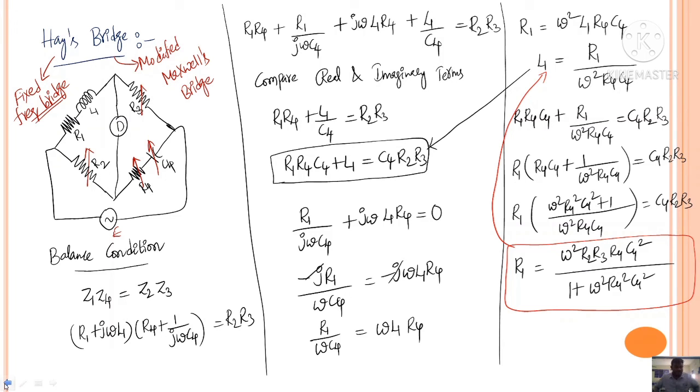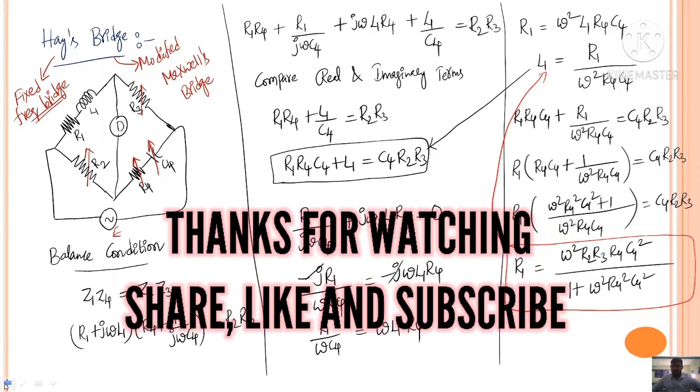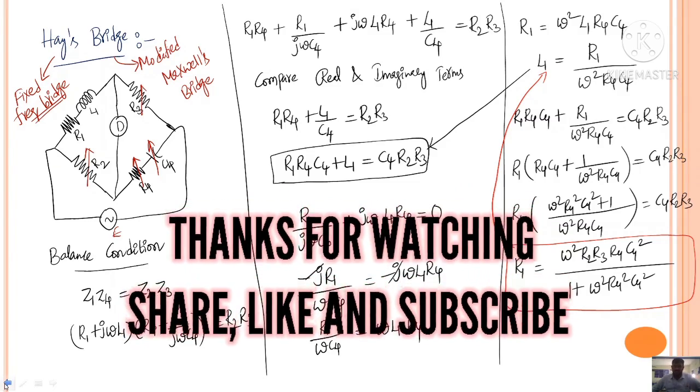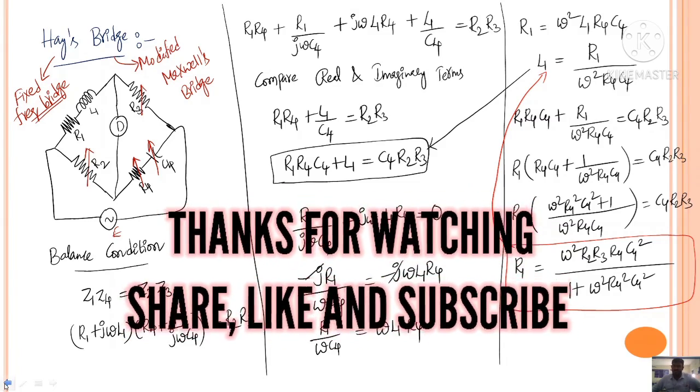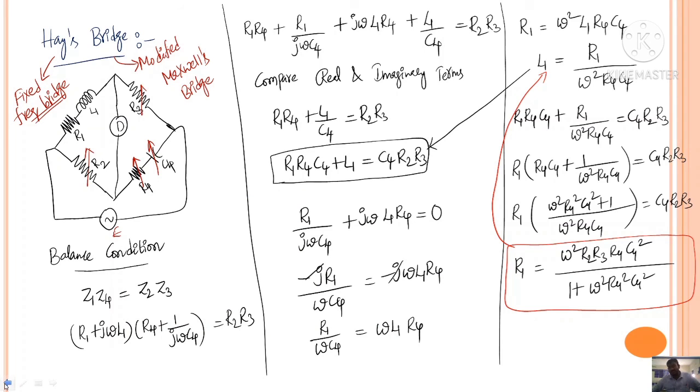Okay. So in the next class we will come with two more bridges which are used to measure inductance, and with that we'll finish the measurement of inductance. After that we'll move to the measurement of capacitance. Okay.